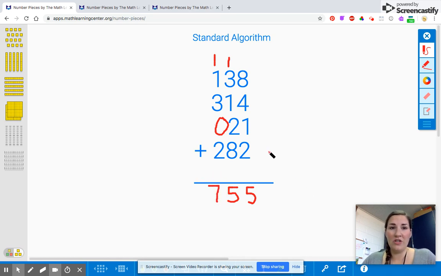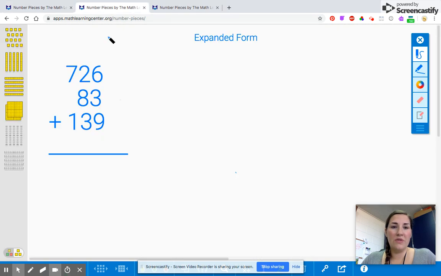That's just one strategy. Another strategy you can use is expanded form. So again, I want you to pause, try on a whiteboard to solve using expanded form with these 3 numbers. So we have 726, 83, and 139. I'm going to assume that you already paused and that you've tried it out on your own. Let's see if yours matches mine.